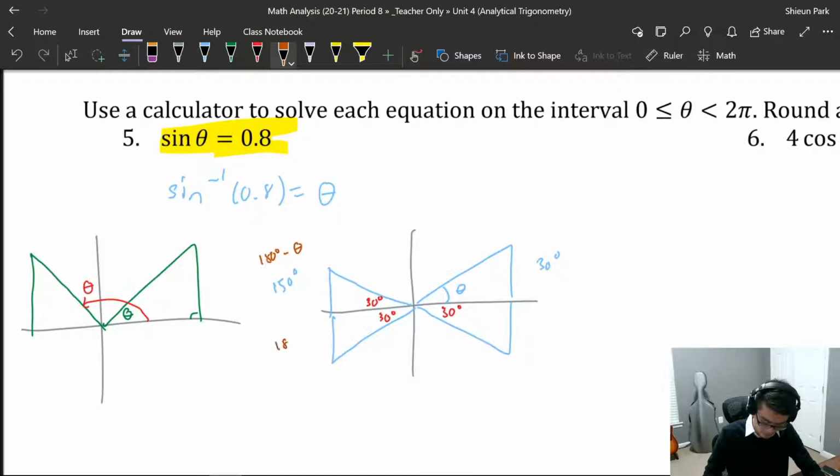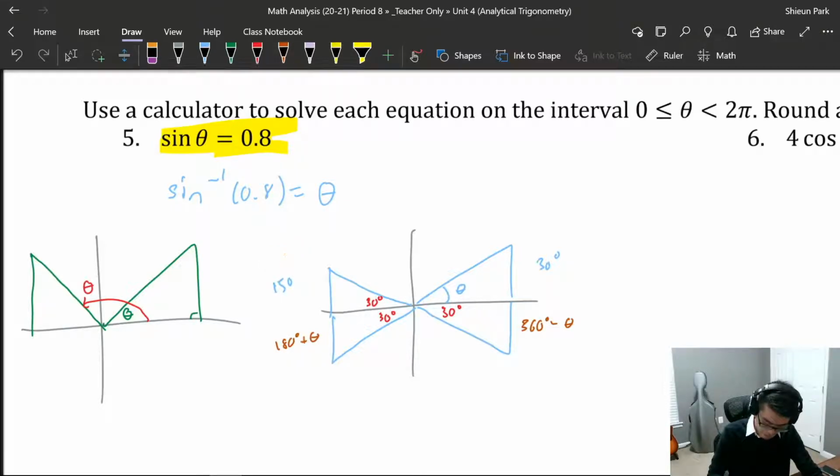To get the next one, you do 180 degrees plus theta. For the last one here, you have to do 360 minus theta. And that's how you get the actual angle in the unit circle itself. So this is where all of these formulas, not ratios, but just how you find the actual angle itself, is super useful.